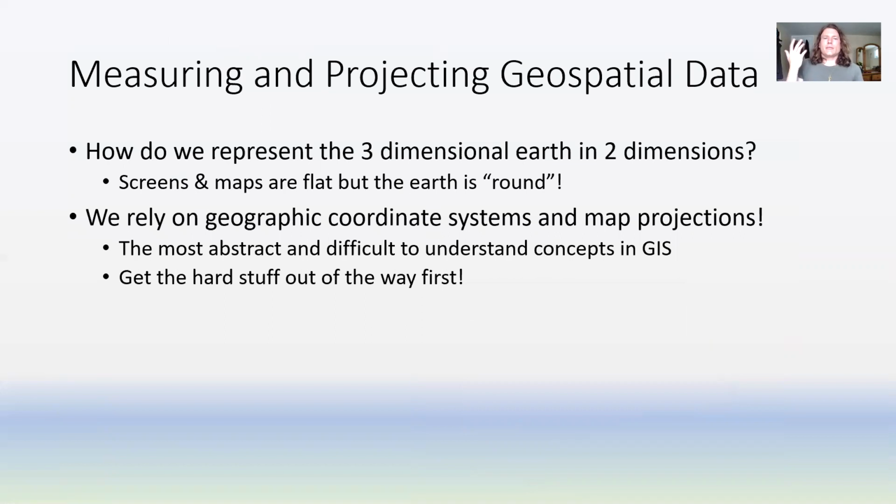But how do we actually represent the three-dimensional Earth in 2 dimensions? Screens and maps are flat, but the Earth is round. So what do we do here? We have to rely on geographic coordinate systems and map projections in order to take the complex reality that is the three-dimensional Earth and simplify it and represent it inside of a GIS. And so, again, this is like the most abstract and difficult to understand concept in GIS, so why don't we just get the hard stuff out of the way first, and then the rest of the semester should be easy.